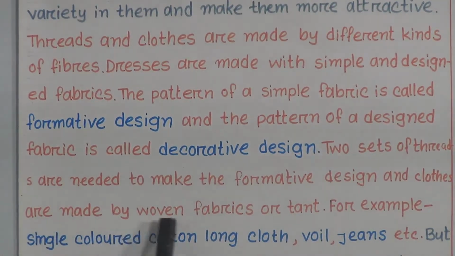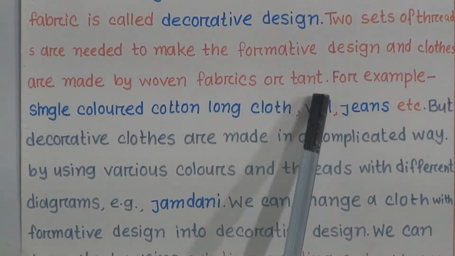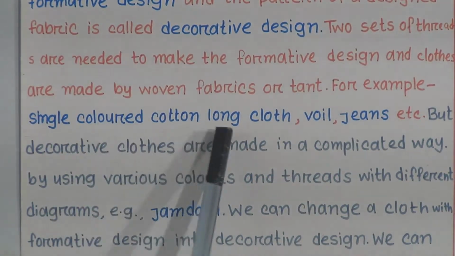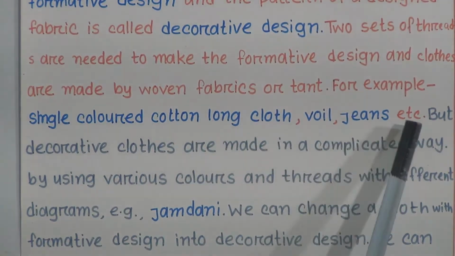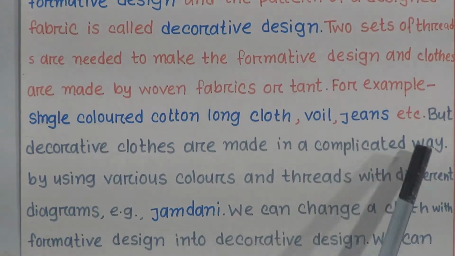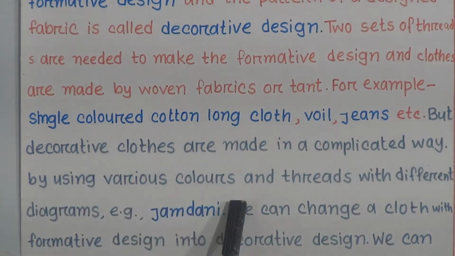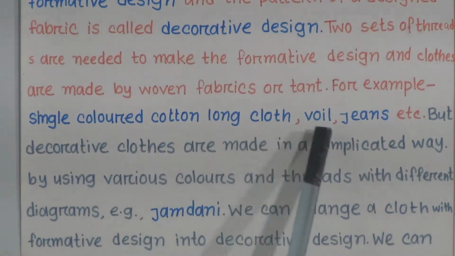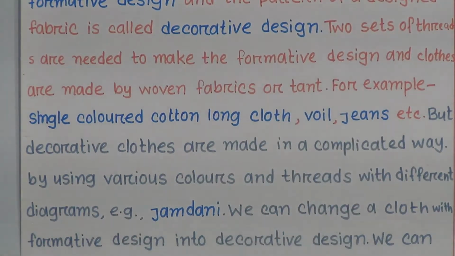And cloths are made by woven fibers or tath. For example, we can say single colored cotton long cloth, voile, jeans, etc. But decorative cloths are made in a complicated way by using various colors and threads with different diagrams. For example, we can say jamdani. So, in the example of formative design, we can mention single colored cotton long cloth, voile and jeans. And for decorative design, we can mention jamdani.